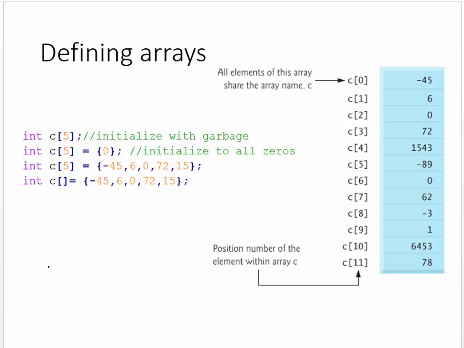So maybe my program needed to get that element, and I could say int x, for example, and then say x gets assigned C element 3 in my code. And then if I were to see what the value of x has, x would be the value of 72. If I were to do a printf of x and print the value of x, it would be 72.